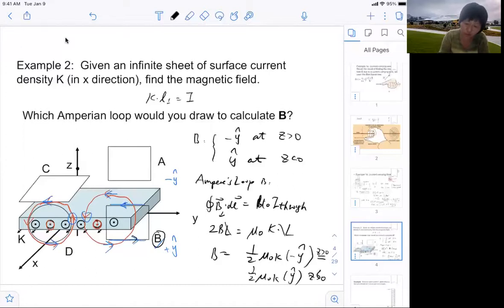Okay, I want you to also draw the analogy with a large infinite sheet of charged surface, with E is sigma over 2 epsilon naught z hat above, and negative sigma over 2 epsilon naught z hat below. Very similar to that, okay? All right, so that is again an example of using Ampere's law to solve for a surface current density.